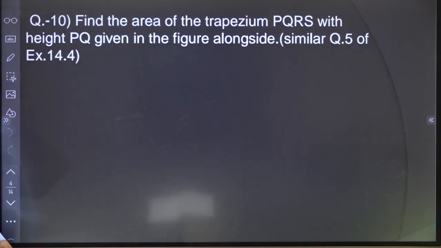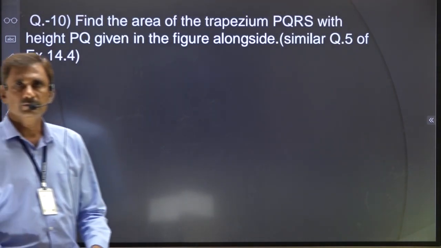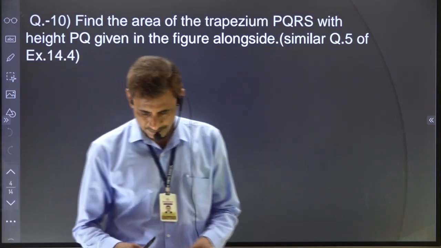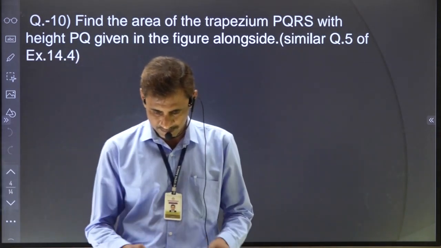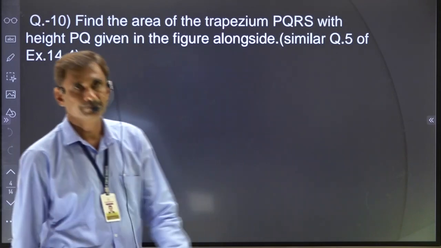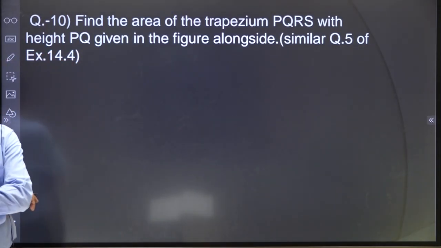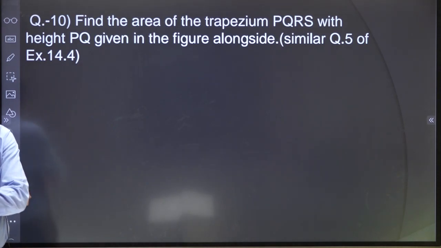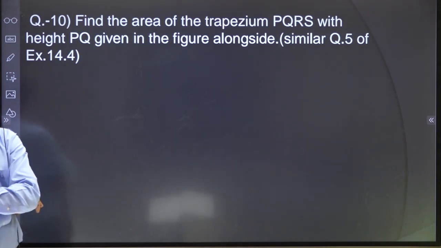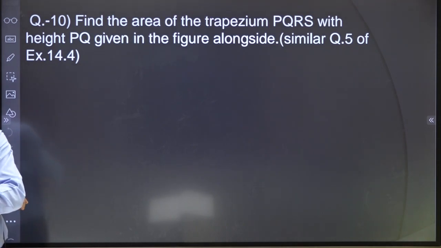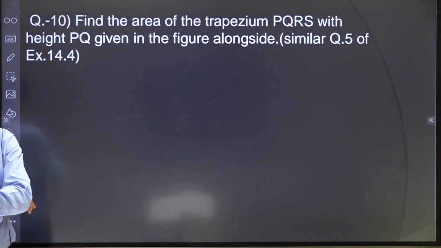Okay, now in the same section, look at question number 10. Find the area of the trapezium. Actually, the figure is given. Trapezium PQRS with height PQ given in the figure alongside. So the same question is also given at exercise 14.4 question number 5. We will see it later on.